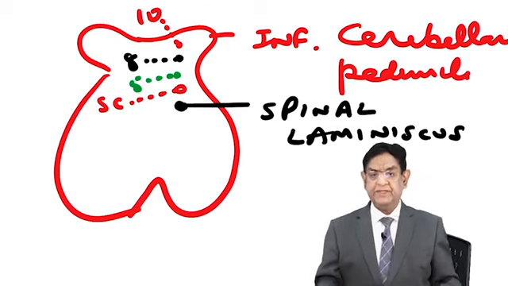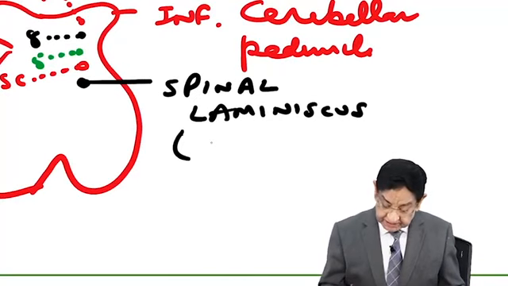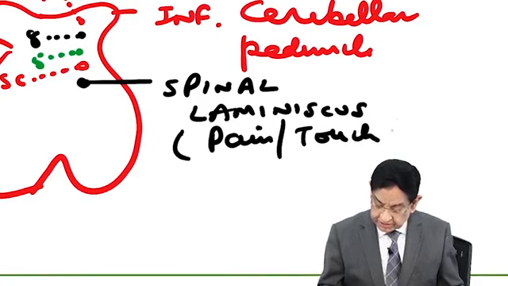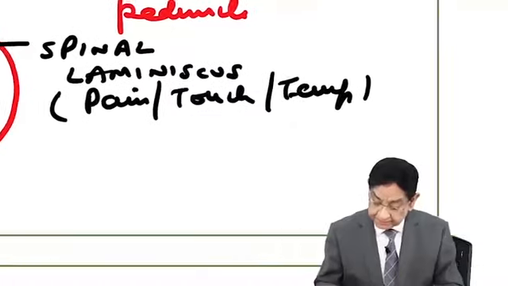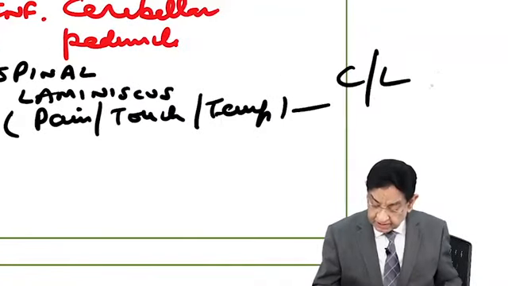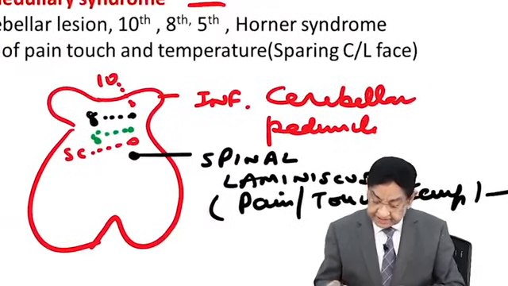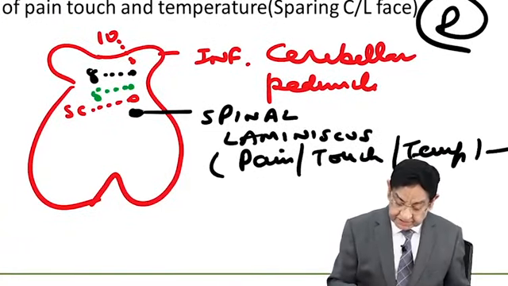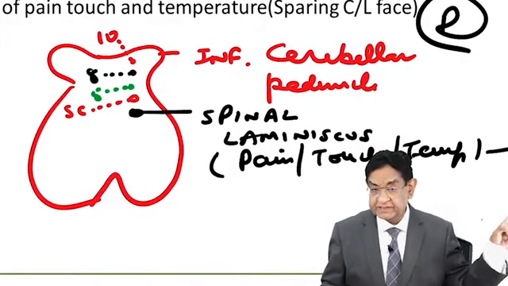Before I proceed further, let me tell you something about the spinal lemniscus. This carries pain, touch, temperature fibers from the contralateral body. So let us presume that we are dealing with the right side. This spinal lemniscus is carrying pain, touch, temperature from the left side of the body.